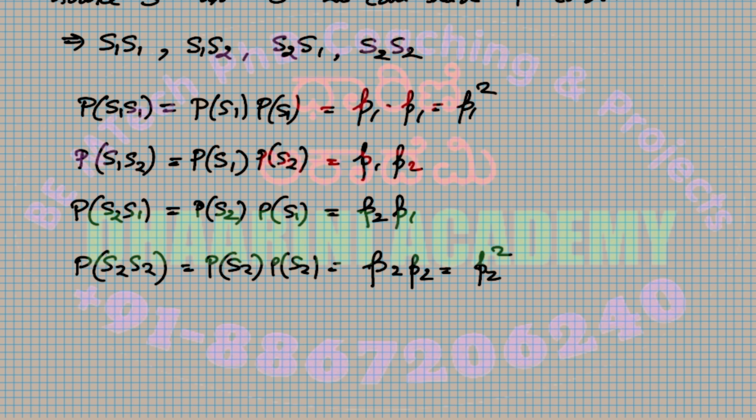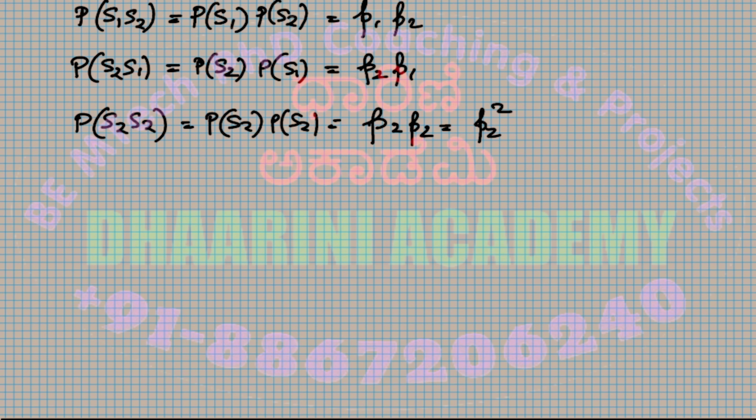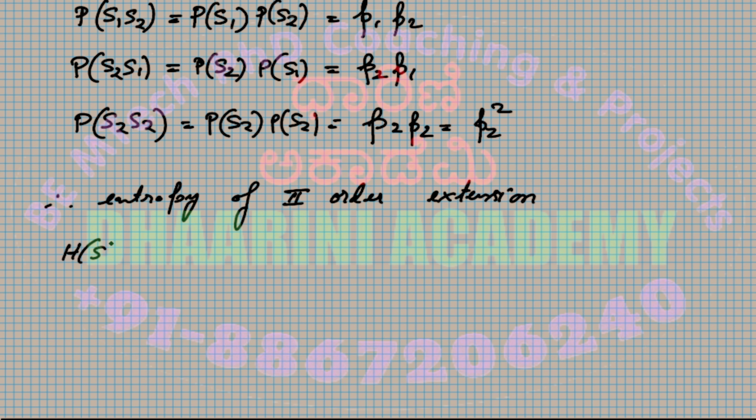Right. Now let us calculate the entropy of the second order extension. We denote that as H(S squared). H(S squared) equals the sum over the four possibilities, i equals 1 to 4, of Pk into log to the base 2 of 1 by Pk.